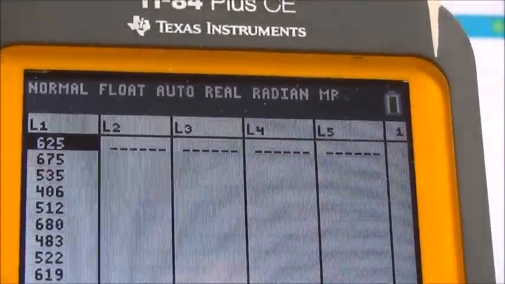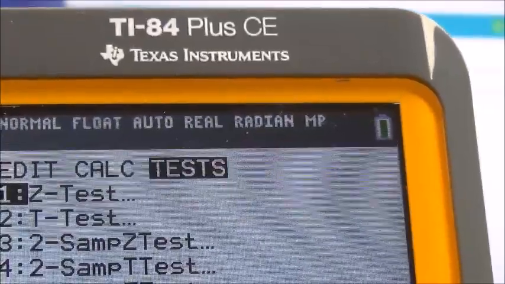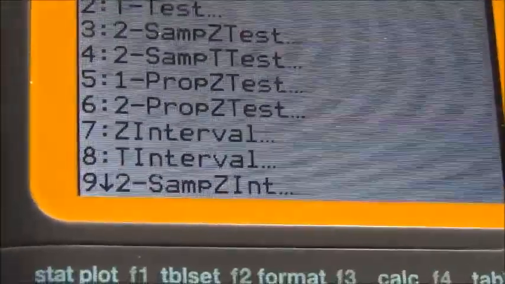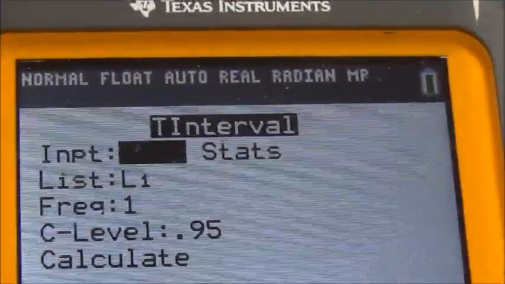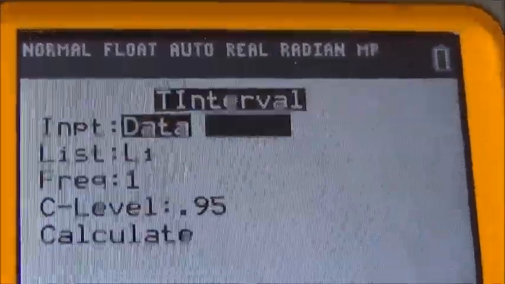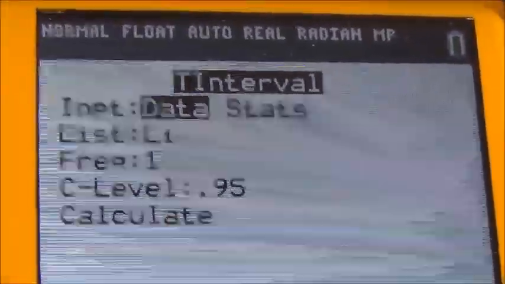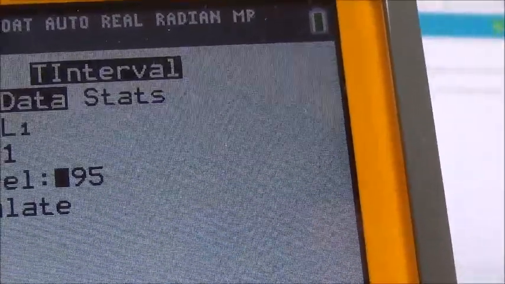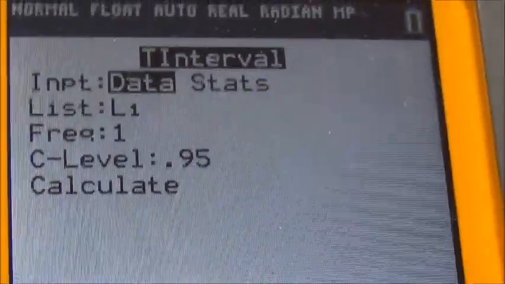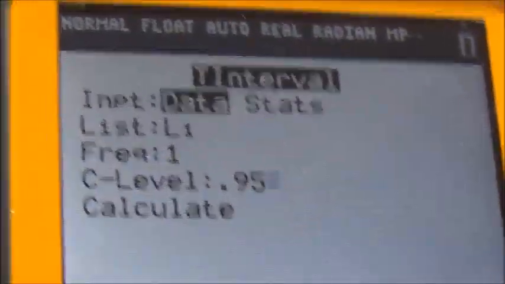So if I'm going to do my T interval, once my list is in there, I'm going to hit the stat button. I'm going to cursor over to tests, and this time I'm going to do number 8. That is my T interval instead of my Z interval. So again, you have the choice of either doing the data that you put in your list or the stats like we did on the previous one. We're going to do data: list 1, frequency 1, my confidence level, it says 95%, so 0.95, which is what I have in there.